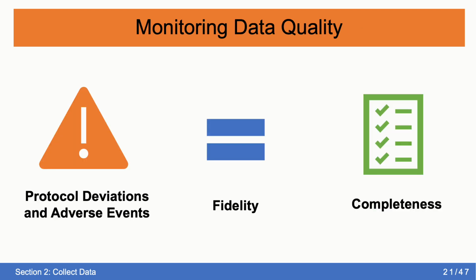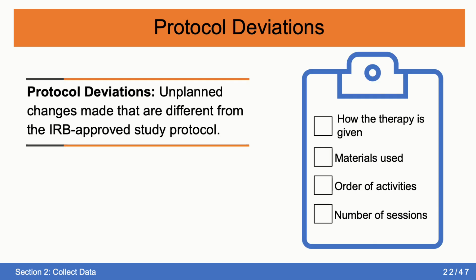Researchers will also want to monitor their data throughout the study. This way, they can make sure they are getting all the information they need and check that the study is working as planned. There are 3 main topics we'll discuss with data quality in the next few slides: protocol deviations and adverse events, fidelity, and completeness. One type of event researchers should avoid is called a protocol deviation. Protocol deviations are unplanned changes that have been made from the original study protocol that was approved by the IRB. The study protocol will include detailed information about how to give therapy and assessments to participants.